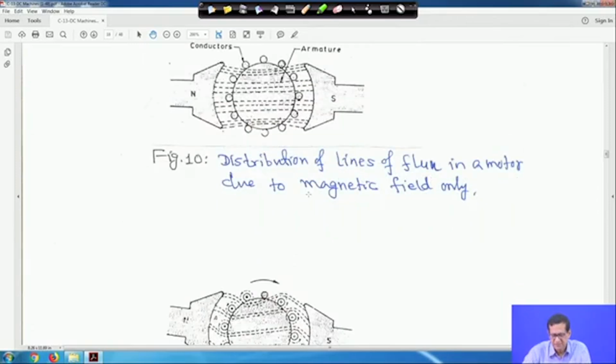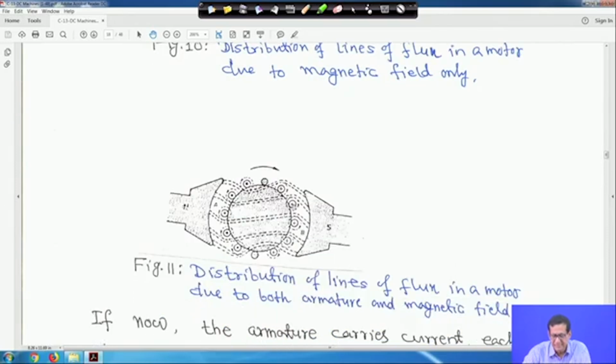Now let us see when the conductor is carrying current. Look at my cursor: this side is the plus, and this side is the dot. If you apply the same right-hand rule, you can easily find out the direction of the flux. In this case it is N to S. Naturally, this is the plus, so as per our convention the current is entering the plane, and this side will be additive.